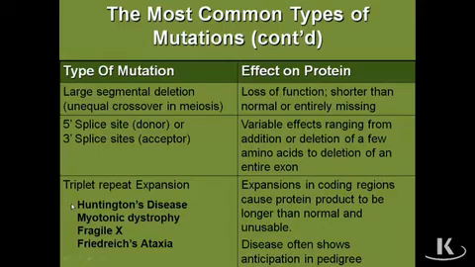Now, Huntington's disease, in addition to some others, myotonic dystrophy, Fragile X syndrome, Friedreich's ataxia, all of these diseases are ones you should recognize on test day as being caused by triplet repeat expansion. Remember these. It's going to help you out, I promise.